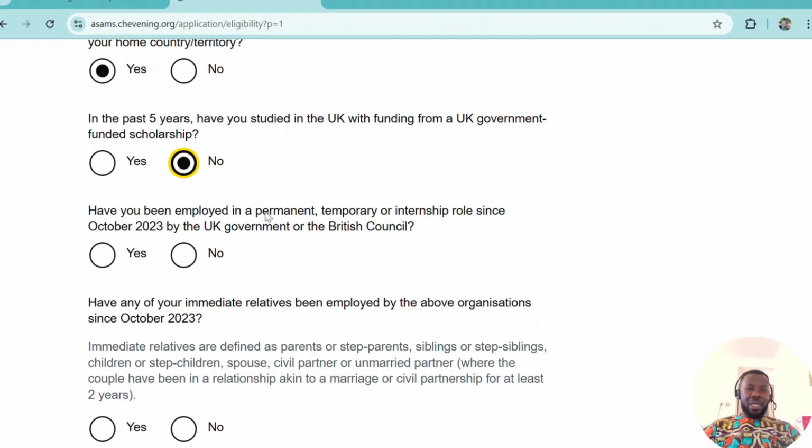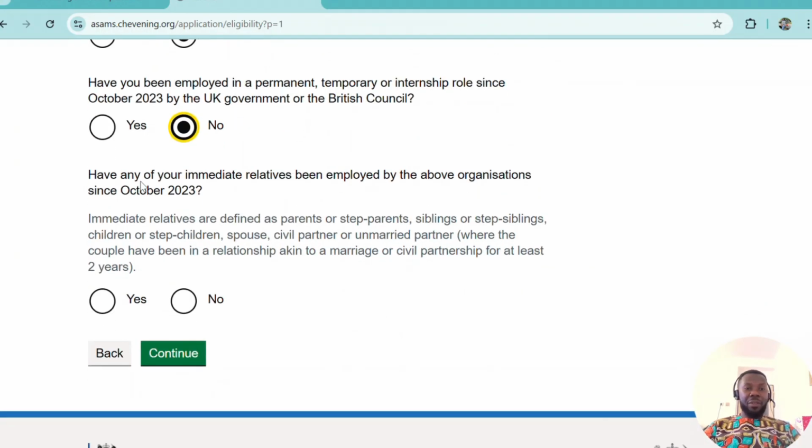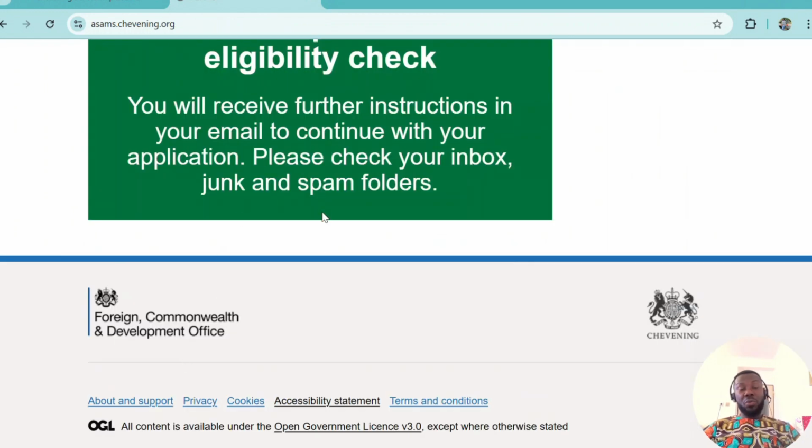Have you been employed in a permanent, temporarily, or internship role since October 2023 by the UK government or British Council? No. But maybe if you are working at the UK embassy in your home country or for the British Council, you can select yes. Have any of your immediate relatives been employed by the above organization since then? No. And the no is applicable to the application I am making. So that is it. You'll receive further instruction in your mail to continue your application.